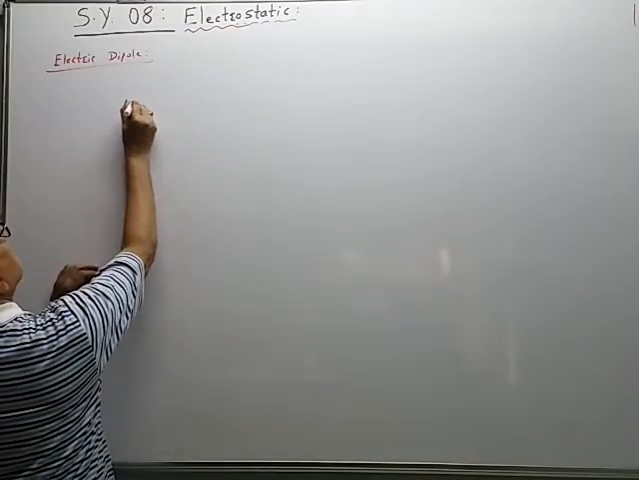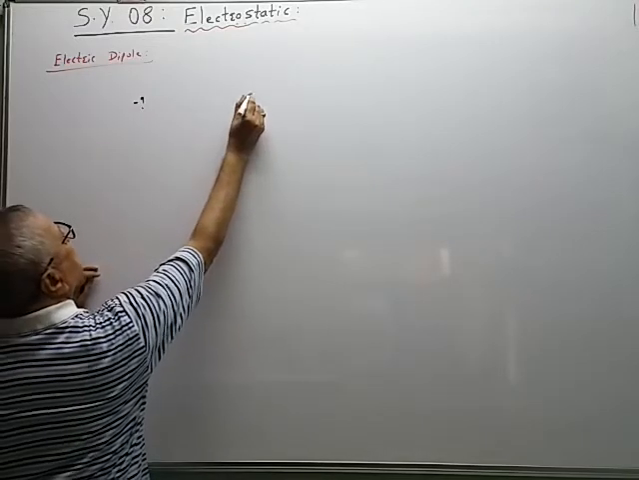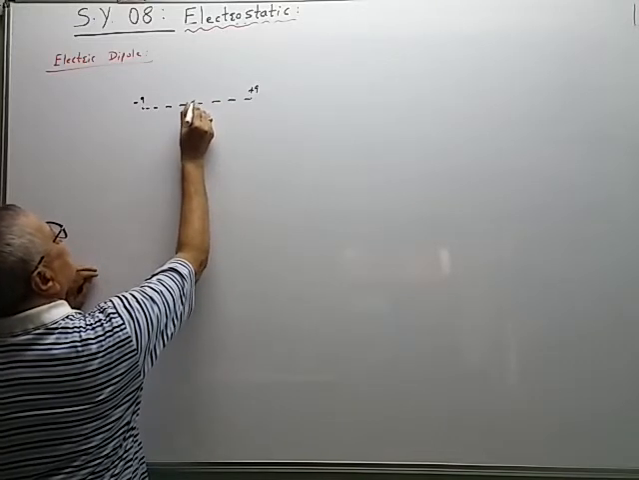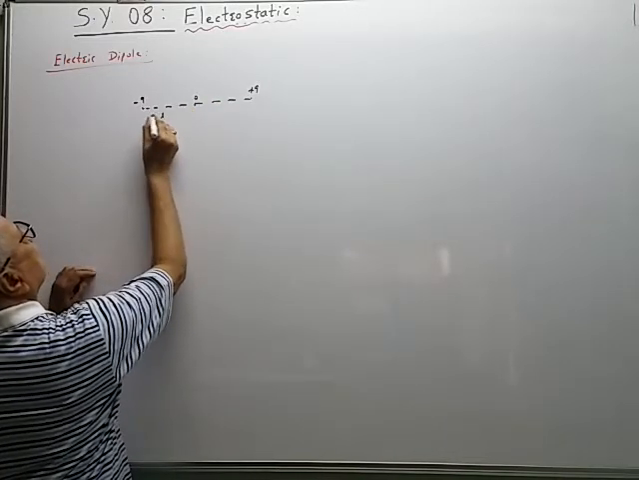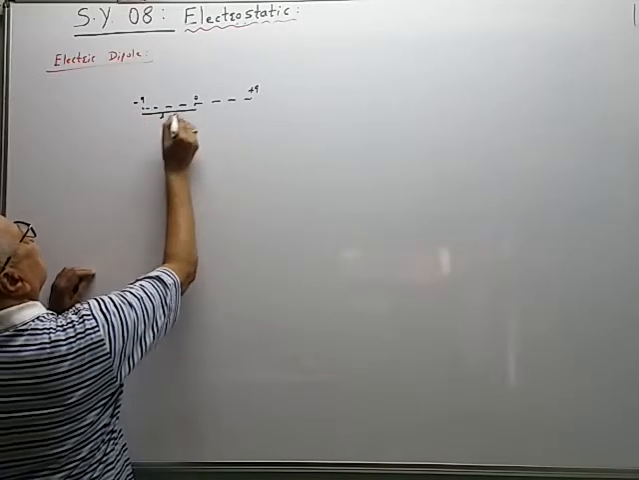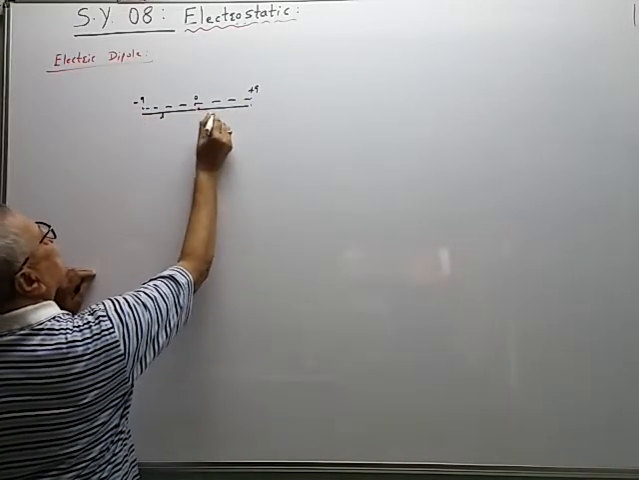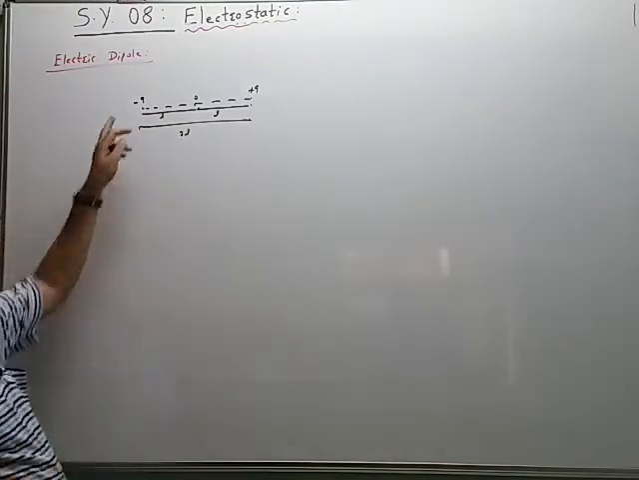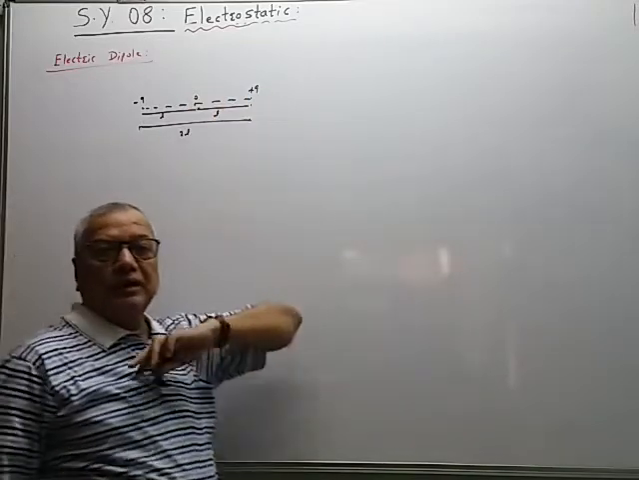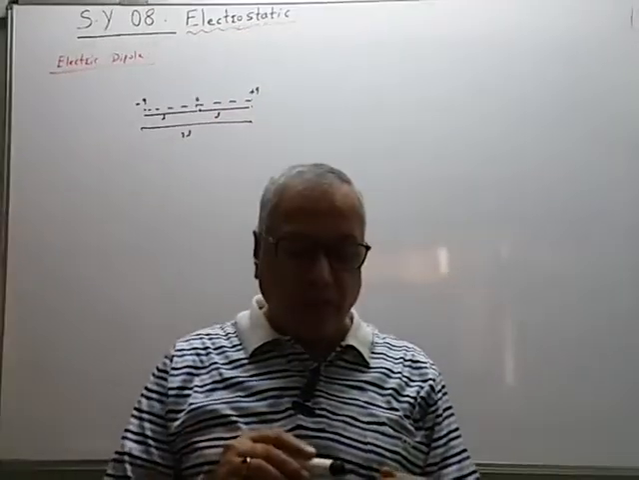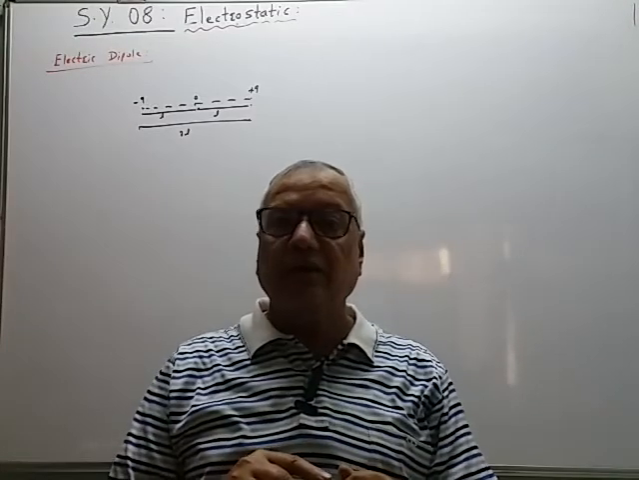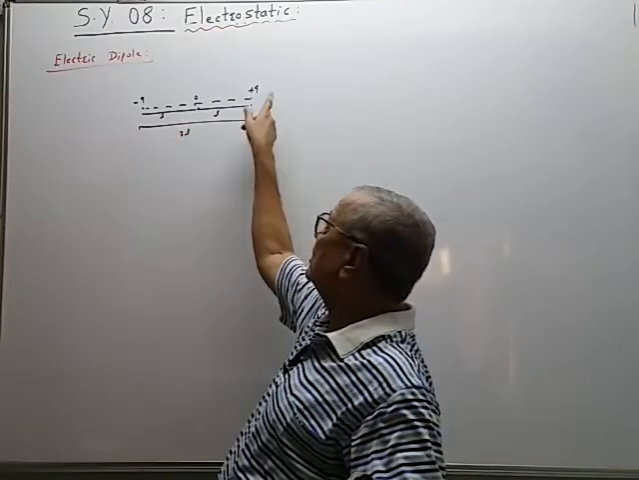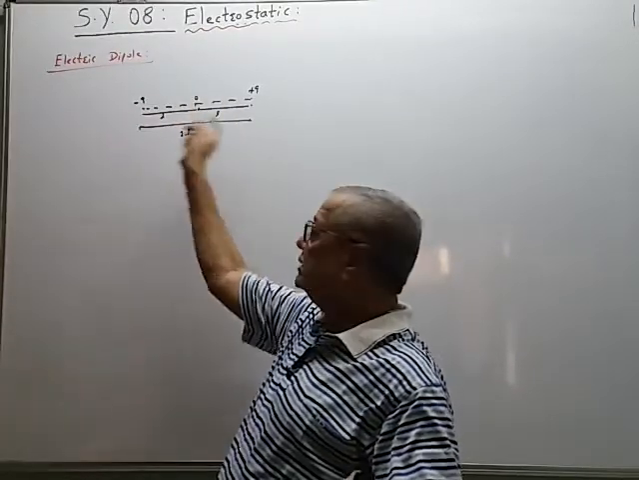Suppose this is the minus Q charge, this is the plus Q charge, and they are separated by a finite distance. O is a center, this is L, this is also L. So its total length is 2L. So this is called as the electric dipole. When two electrical charges equal in magnitude but opposite in sign, one is positive, other is negative, are separated by a finite distance 2L, then it is called as the electric dipole.